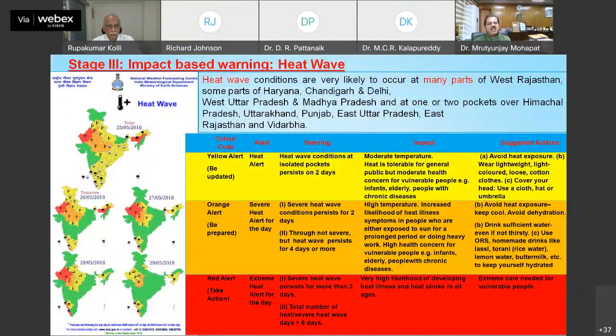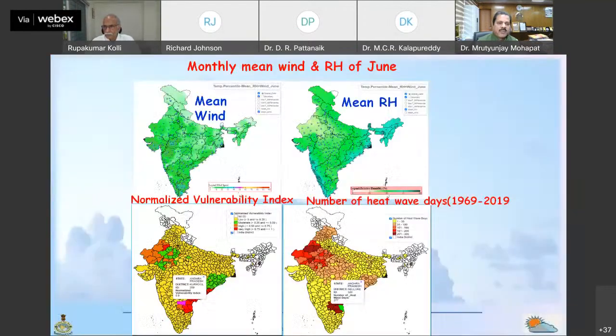And at present, we have a heat action plan across the country and for all the capital cities, where we provide the information about heat wave and expected impact in collaboration with various health agencies, state government agencies, central government agencies, and municipal corporations. This is just an example of the heat wave warning in a multi-hazard map.